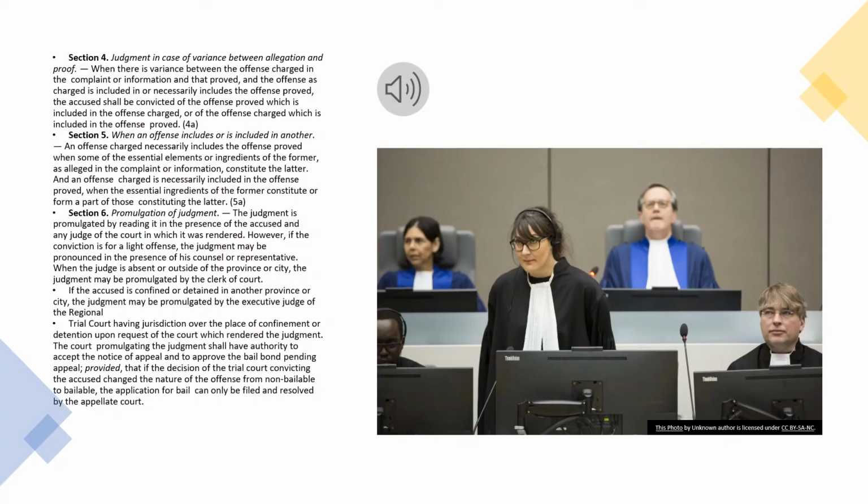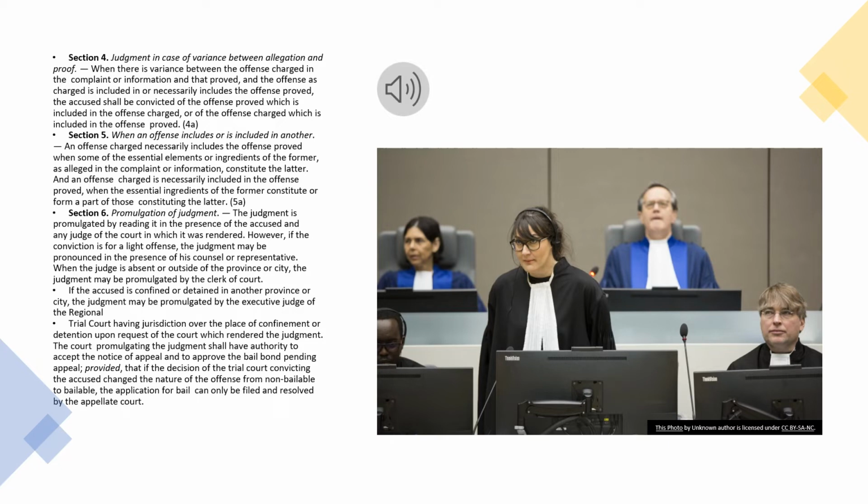Section 4. Judgment in case of variance between allegation and proof. When there is variance between the offence charged in the complaint or information and that proved, and the offence as charged is included in or necessarily includes the offence proved, the accused shall be convicted of the offence proved which is included in the offence charged, or of the offence charged which is included in the offence proved.